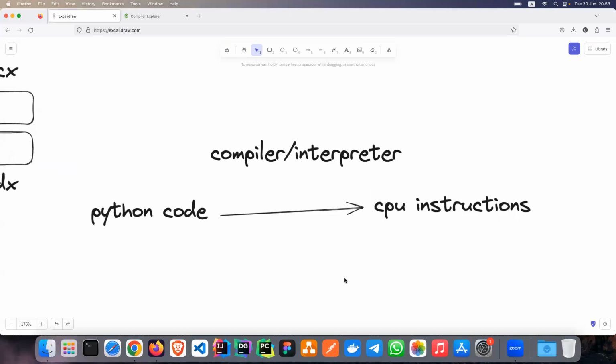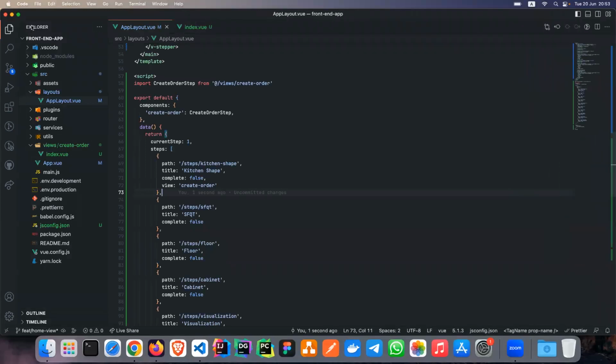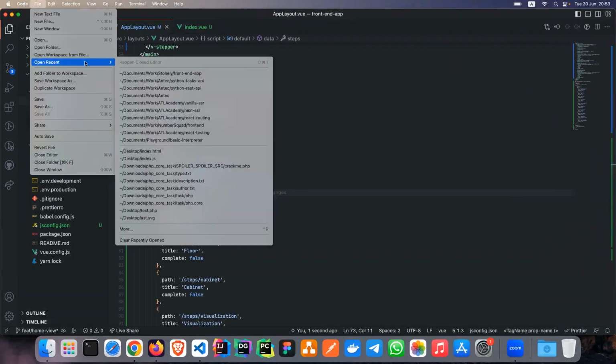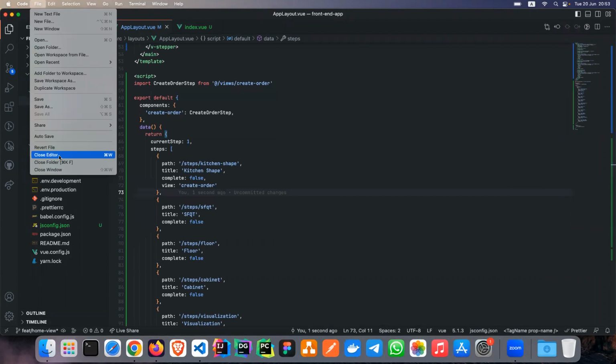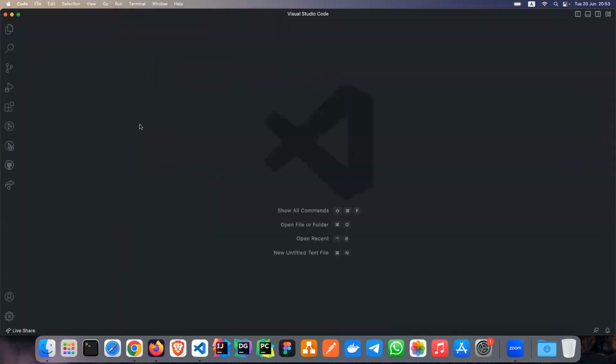I will open Visual Studio Code, just an empty app, okay? Don't mention this because I was working on something. Let me close the folder. Okay, when you open this, you will have a screen which will look like this. You might skip some starter tutorials.